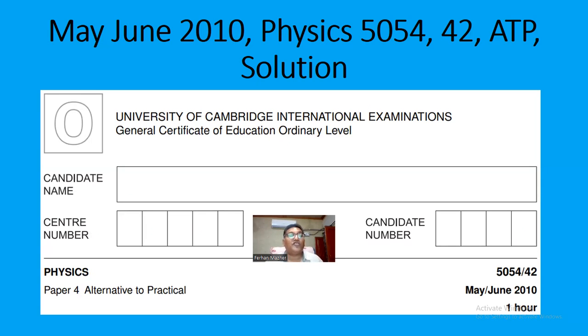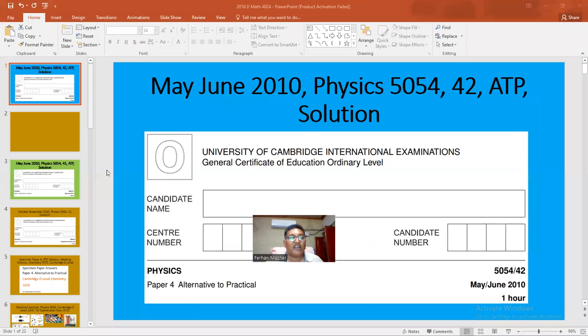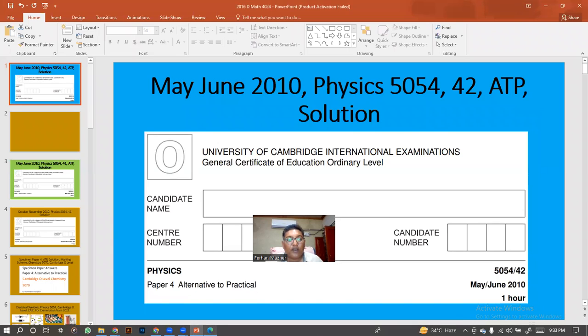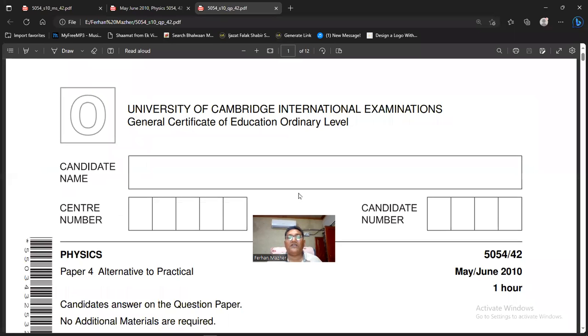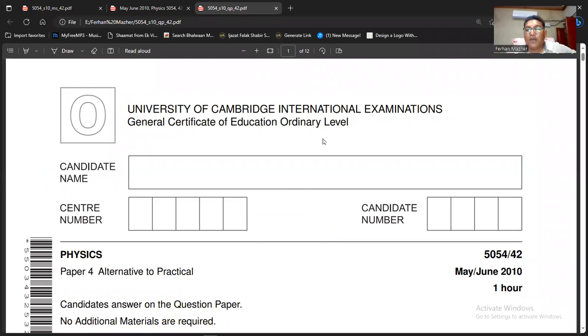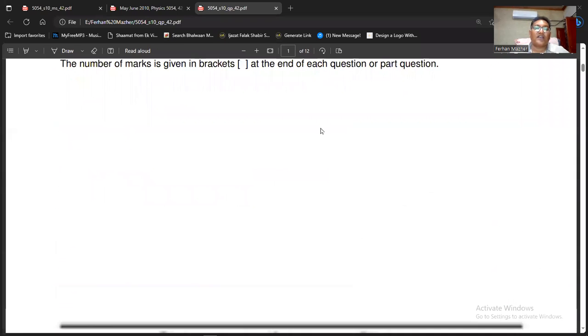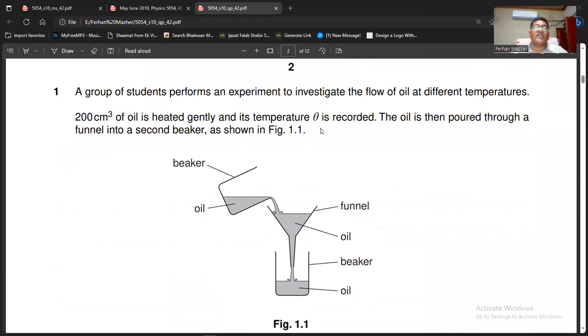The time allowed for this paper is 1 hour. So let's start this paper. So here we go. Here we have the May-June 2010 4-2 paper. The question number 1 is showing up on your screen.